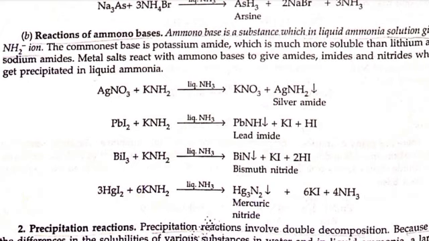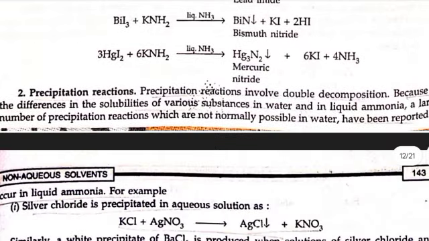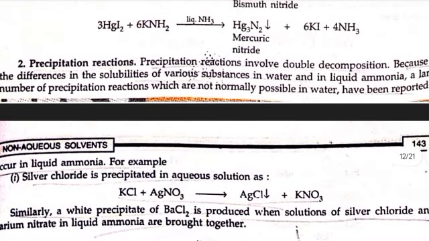The commonest base is potassium amide, which is much more soluble than lithium and sodium amides. Metal salts react with ammono bases to give amides, imides and nitrides which get precipitated in liquid ammonia. Precipitation reactions involve double decompositions because of the difference in the solubilities of various substances in water and in liquid ammonia. A large number of precipitation reactions which are normally possible in water have been reported to occur in liquid ammonia.